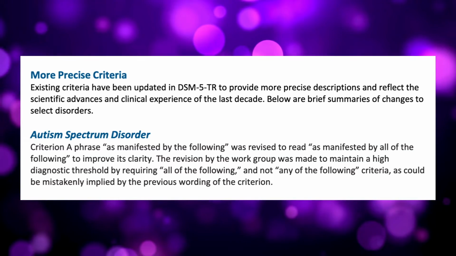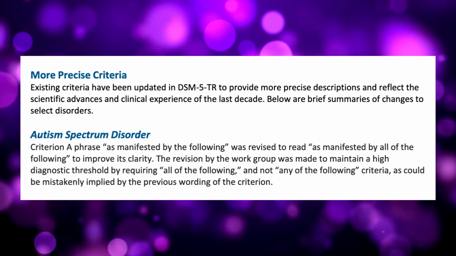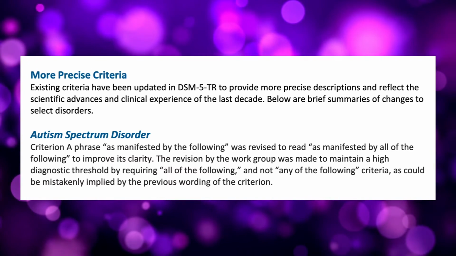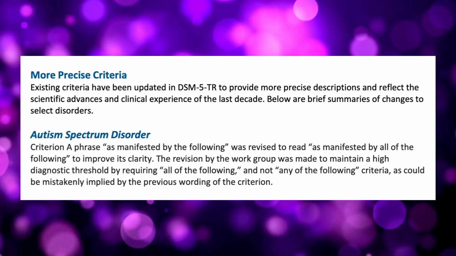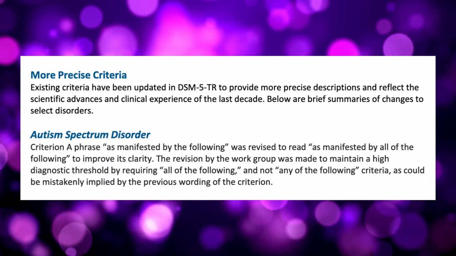Really? The revision by the work group was made to maintain a high diagnostic threshold by requiring all of the following and not any of the following, as could be mistakenly implied by the previous wording of the criterion. Of course, that wasn't the wording of the criterion. The previous wording implied any, but it just said "by the following." You must tick off the following, and by ticking off the following, there could be a diagnosis. I think the only people confused about this, honestly, are the DSM-5.